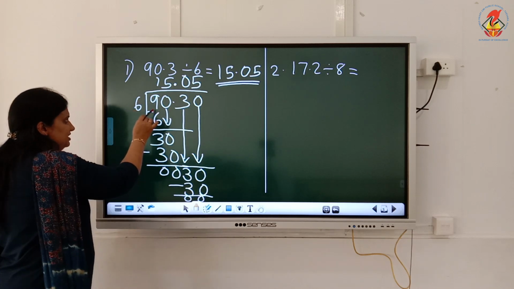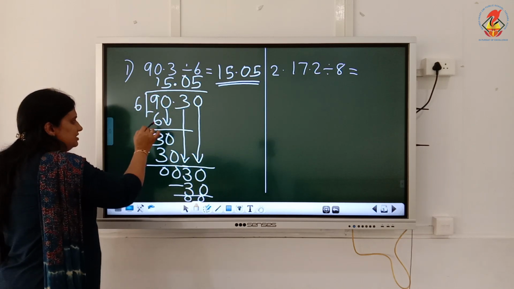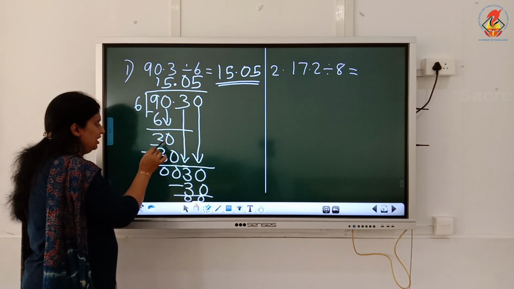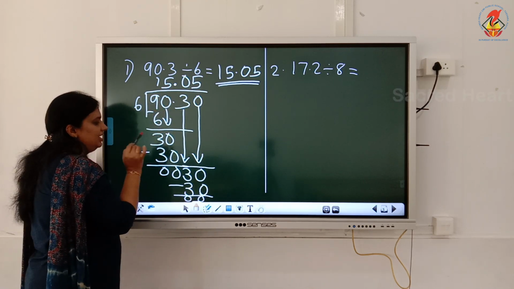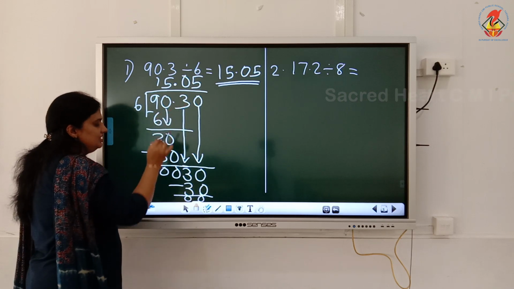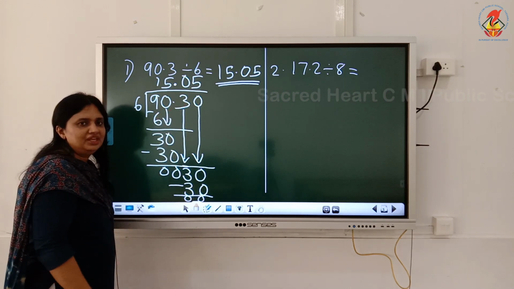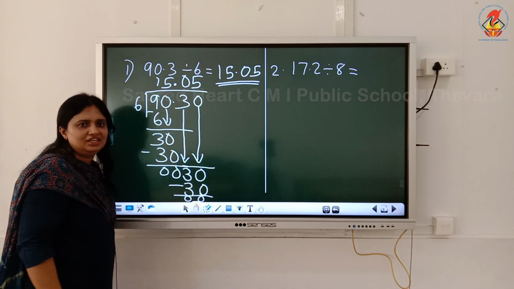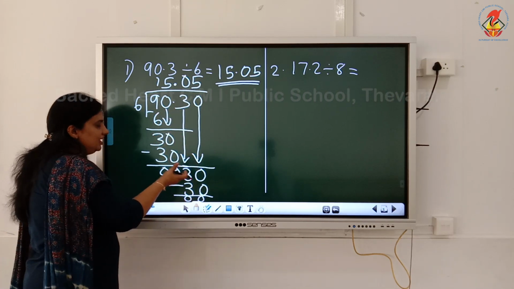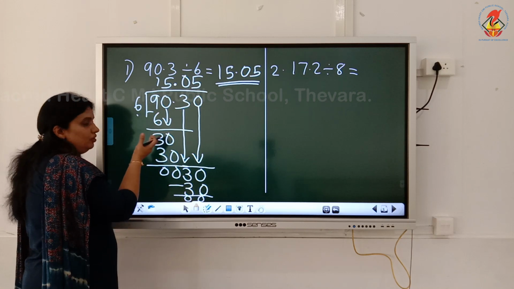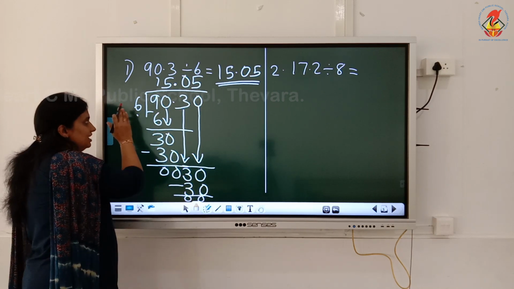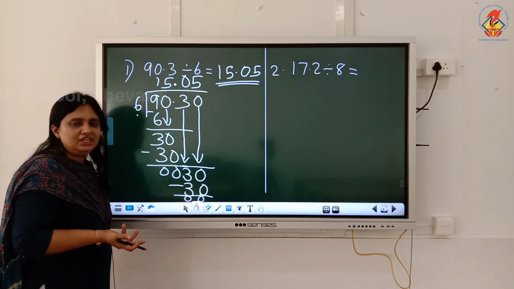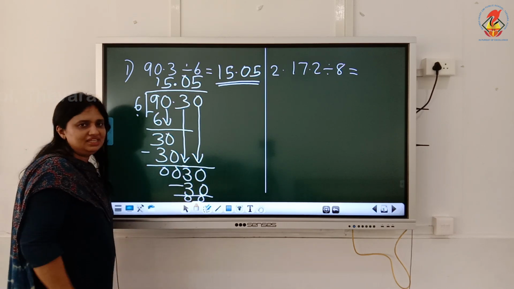The first digit is 9, 6 ones are 6, remainder is 3. And the next digit down, that is what? 30. 6 fives are 30, remainder is 0. But the next digit down, that is 3. 3 is the remainder because we don't have any other digit. And we can't do anything with this 3 because you know what the reason is? This 3 is less than the divisor only. What do we want to do? We can't do anything, that's why we consider 3 as a remainder.